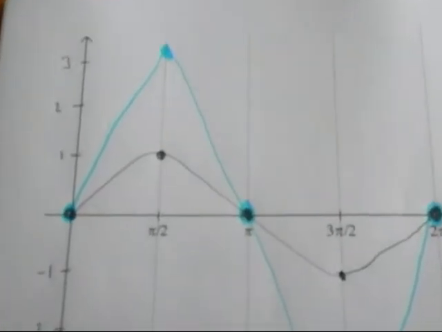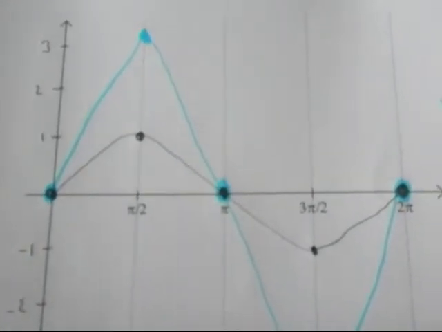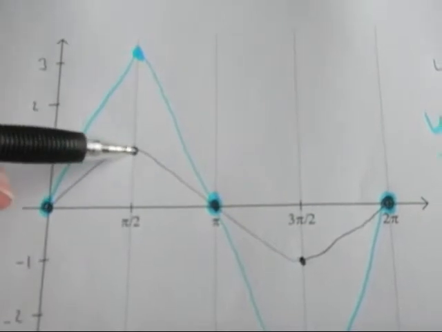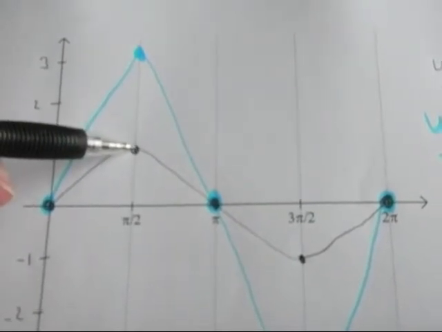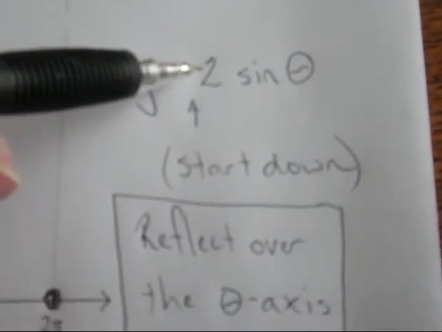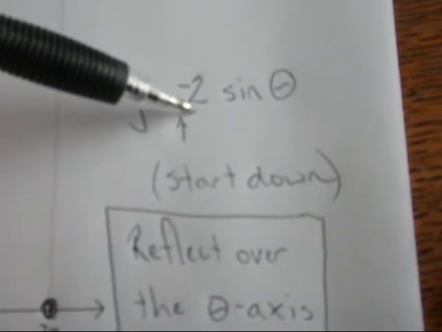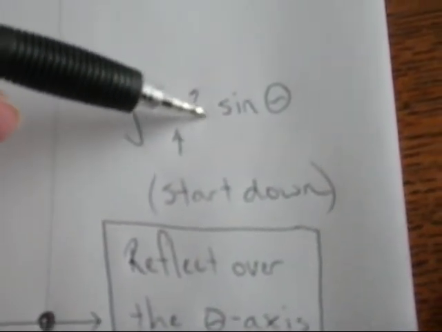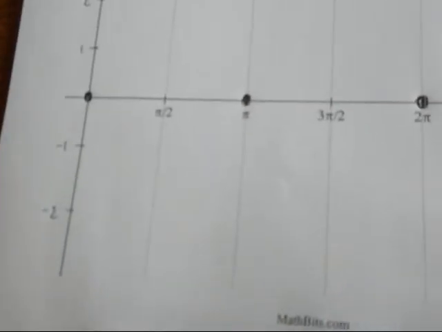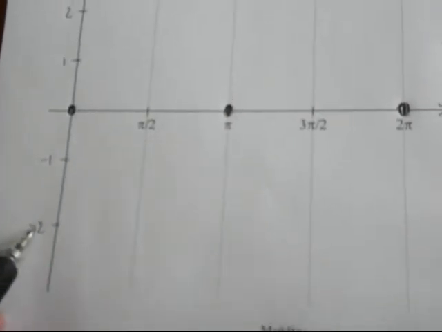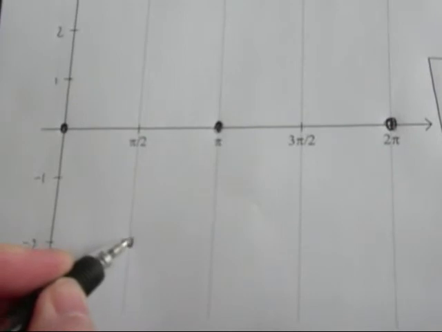Now normally, on just a y equals sine theta, at pi over 2, I have a maximum. Well, because of the negative value here, I need to reflect over my theta axis, which means I'm going to start by going down, but instead of being at -1, I need to have my minimum be at -2. So here I am, here's my -2 at pi over 2 radians.